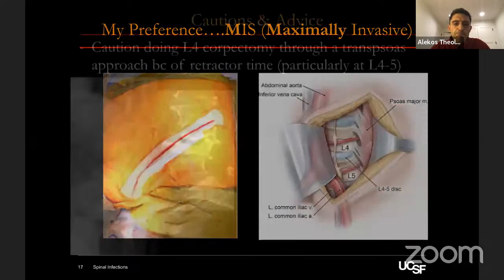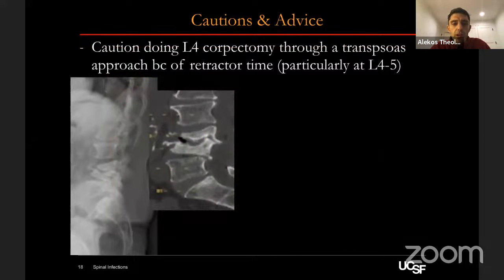The other point of caution I'd like to make is about performing an L4 corpectomy, especially in association with a multi-level case like this one, through a trans-psoas approach. In general, even doing a discectomy at L4-5 with a traditional direct lateral, people talk about retractor time and that putting the nerve at risk. If you're doing a discectomy plus an associated corpectomy and decompression of the posterior wall, I think your retraction time gets quite high. So I caution against doing this.